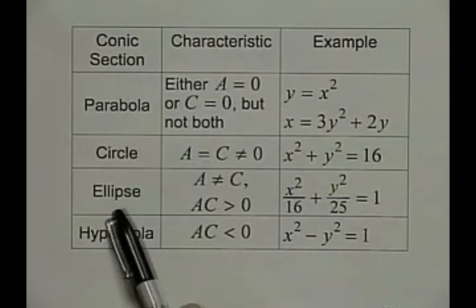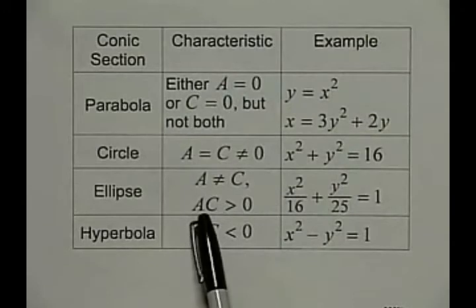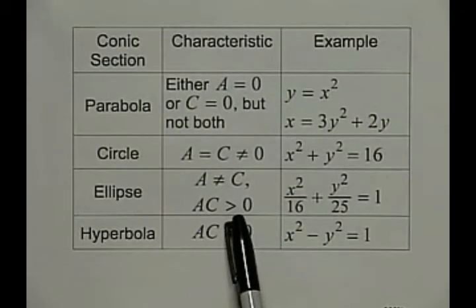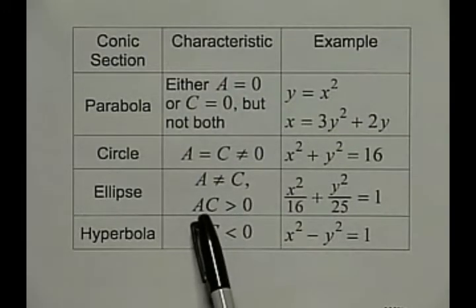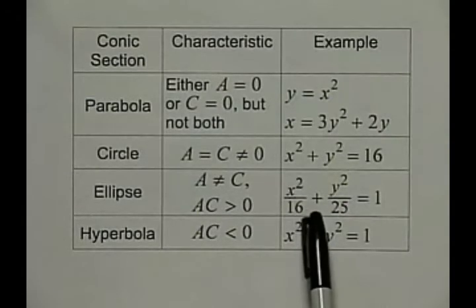For an ellipse, a and c are different, and the product AC is positive, which means either both a and c are negative or both a and c are positive. And here's an example of the standard form of the equation of an ellipse.